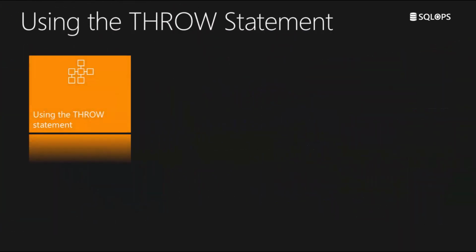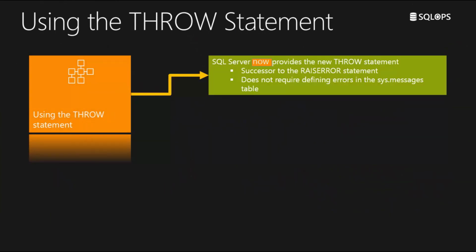In previous versions of SQL Server, developers and administrators used the raise error function to pass user-defined error messages to procedures and client applications. This required adding the messages to the system catalog using the add message procedure and added complexity to deploying and managing SQL Server-based applications. SQL Server 2012 provides the new throw statement, which is a successor to the raise error statement, and it does not require defining errors in the sysmessages table. Raise error could only invoke user-defined messages. It was unable to pass a system error.